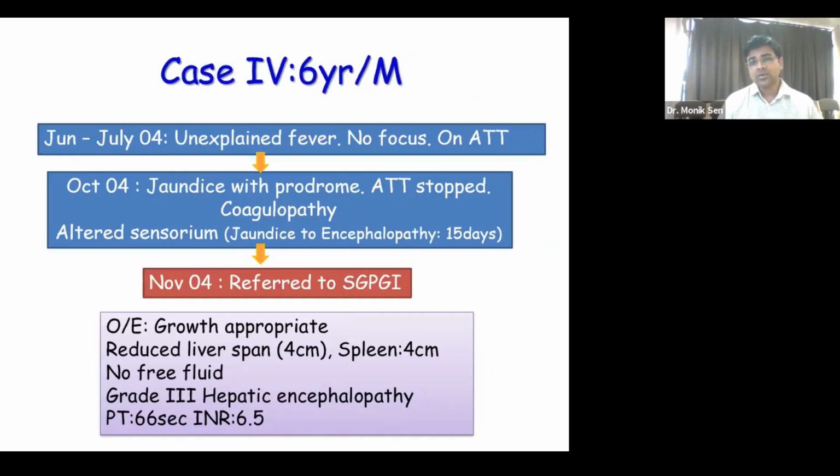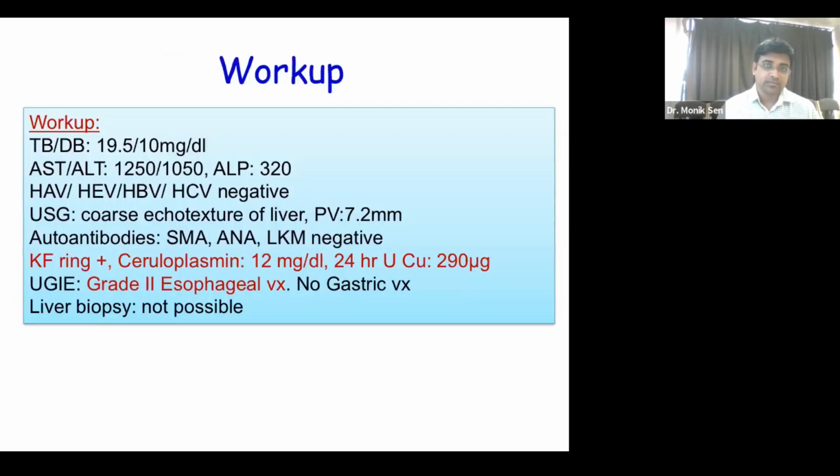Now, this is a 6-year-old boy. In 2004, he had unexplained fever. He was on ATT. In October 2004, he had jaundice with a prodrome, ATT stopped, coagulopathy, altered sensorium. Maybe all of it was drug-induced, but we don't know. He was referred to our center with grade 3 encephalopathy, reduced liver span, and an INR of 6.5, clearly telling you that he was in liver failure.